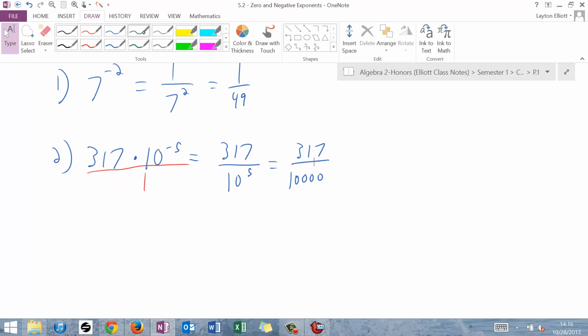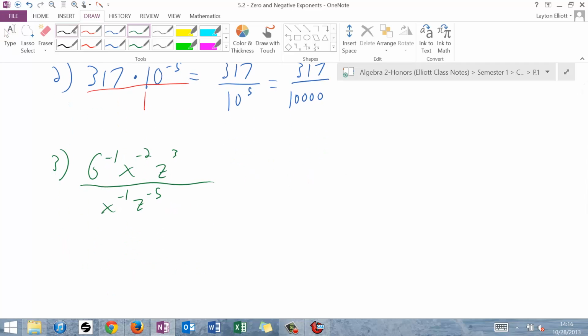Let's look at another example of this: 6 to the negative 1, x to the negative 2, z to the third power, over x to the negative 1, z to the negative 5.